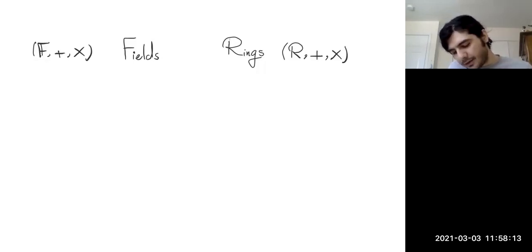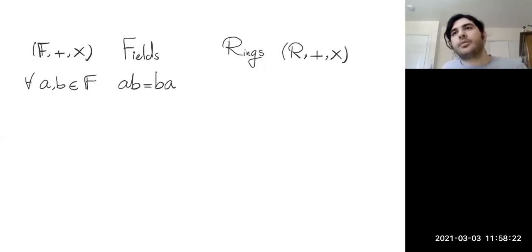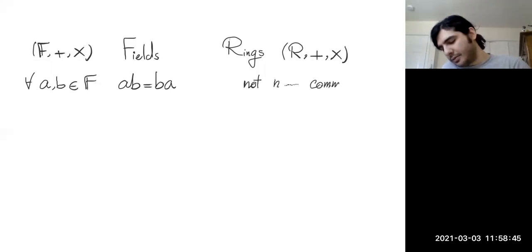One is that in a field, for any two elements A and B in the field, AB is equal to BA, right? The multiplication is commutative in the field. That's not necessarily true in rings. I mean, it might be correct, but it doesn't have to be. There are rings in which AB is not equal to BA. So not necessarily commutative.